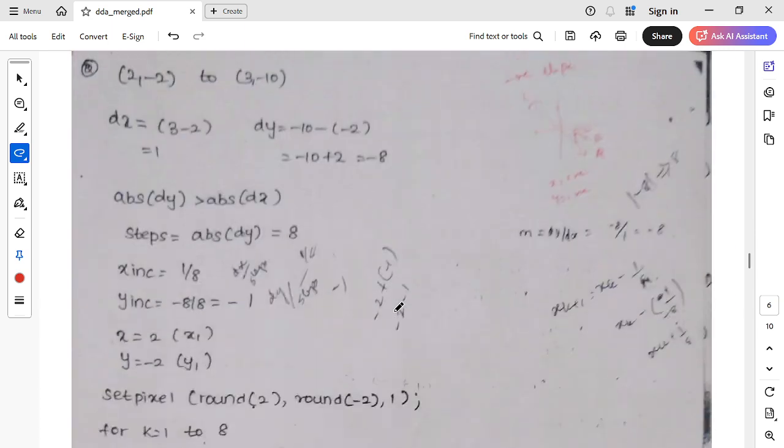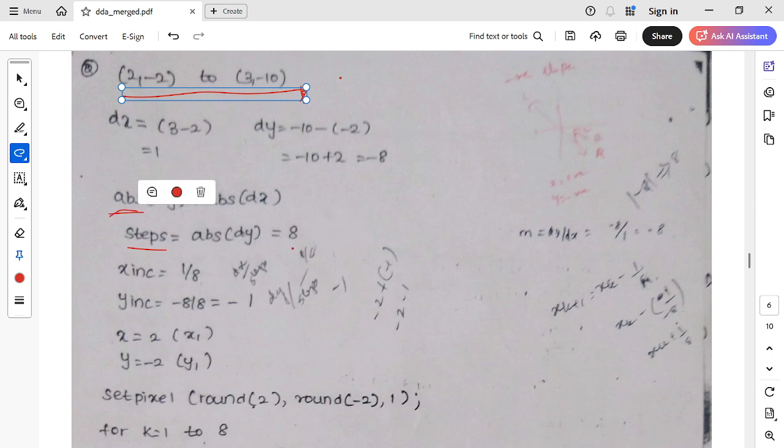You can try this particular question. This is another example for the DDA algorithm, where my starting point is 2 comma minus 2 and the end point is 3 comma minus 10. You are going to calculate dx and dy values, and the next step is to calculate the steps, and I'm getting the steps to be 8. You're going to take the absolute value. Absolute value is nothing but, if I'm considering the absolute value of minus 1, it will consider only the positive value and not the negative value.